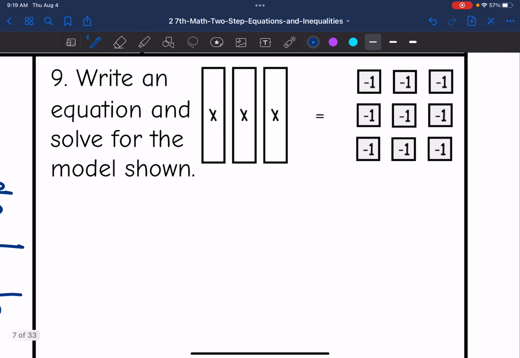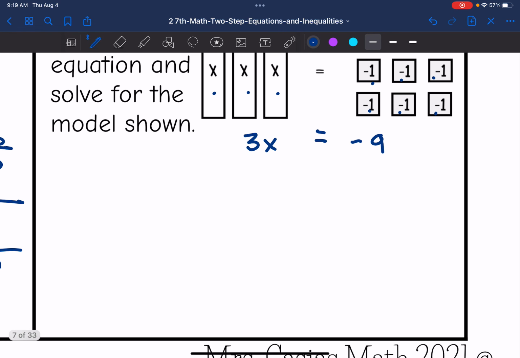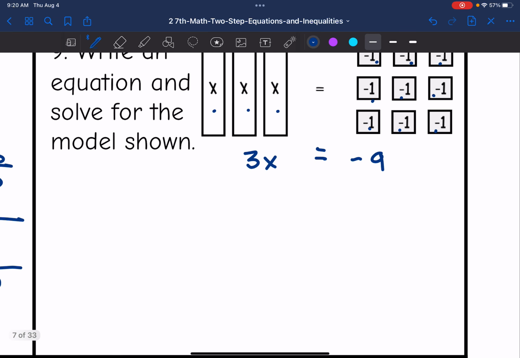Number 9 says write an equation for the model shown. Write an equation and solve for the models shown. So here's our equal sign. On the left side of it, I have 1, 2, 3 x's. And then on the right side, I have 1, 2, 3, 4, 5, 6, 7, 8, 9 ones, and they're all negative. So the equation shown here is 3x equals negative 9. So to solve this, I need to get x isolated. I need to do the opposite of 3 times x, which is to divide by 3. And I get x equals negative 9 divided by 3 is negative 3.